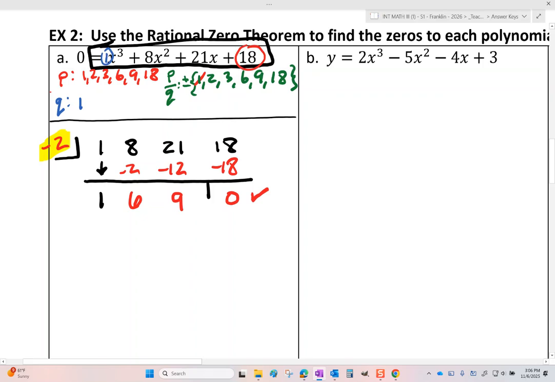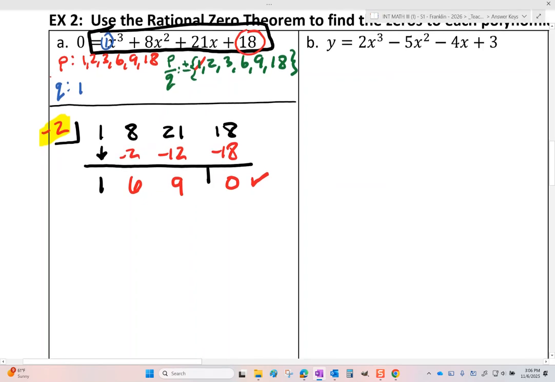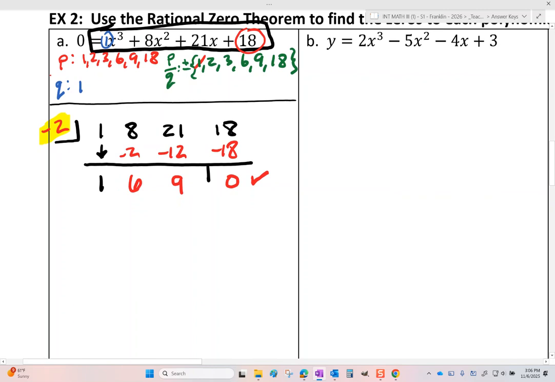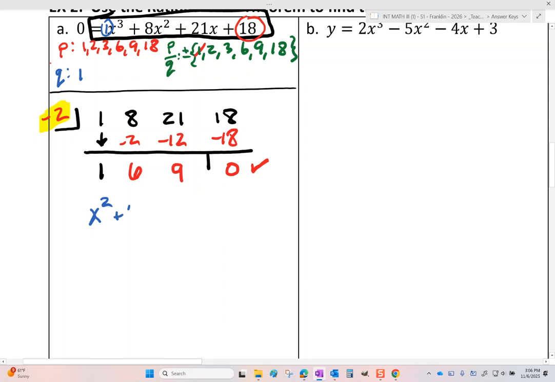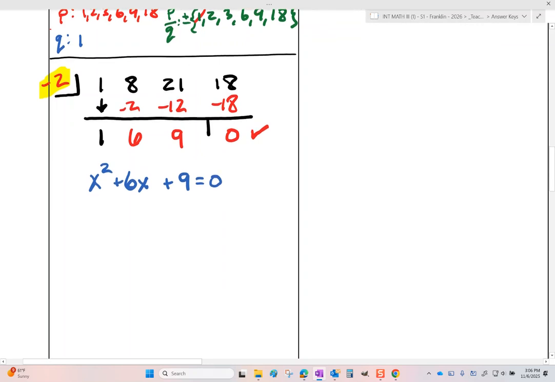So from here, we could continue trying numbers, but there is a risk in that. So what I recommend instead, we're going to write out our new polynomial quotient, which is x squared plus 6x plus 9, just based off of those coefficients. And then let's go ahead and just factor this, because if this is equal to 0, if I factor it, then I can set each factor equal to 0 and solve that way.